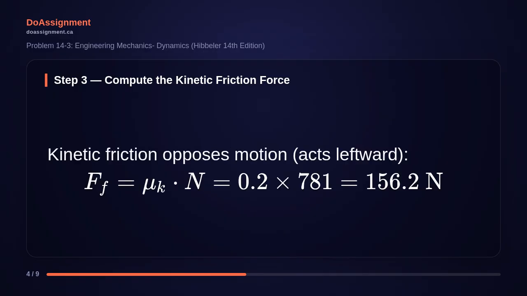The kinetic friction force equals the coefficient of kinetic friction times the normal force. That is 0.2 times 781, which gives 156.2 newtons. This friction force acts leftward, opposing the crate's rightward motion.